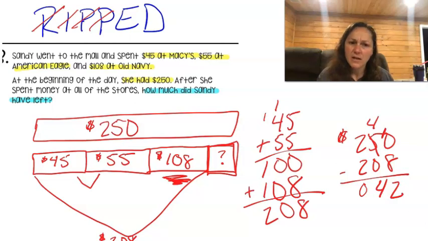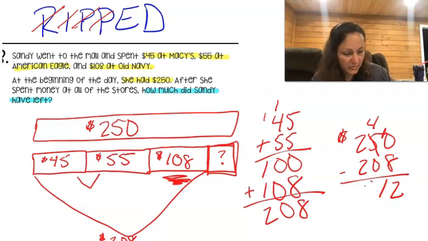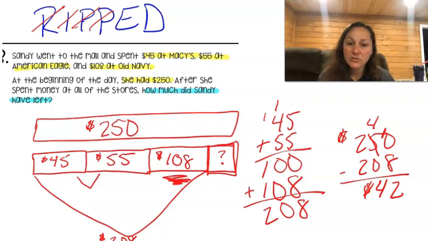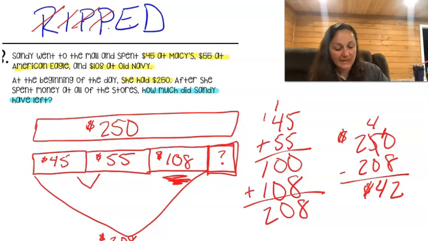So how much does my friend Sandy have left? My friend Sandy has, let's go back there, put that back on. My friend Sandy has $42. Oh, okay. Now, we executed it.